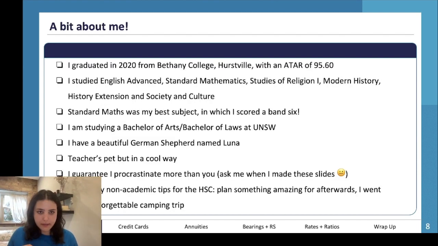Okay, so a little bit about me as a tutor. As I said, my name is Sophie, or Soph is also fine. I graduated in 2020 from Bethany College in Hurstville. I had an ATAR of 95.6.